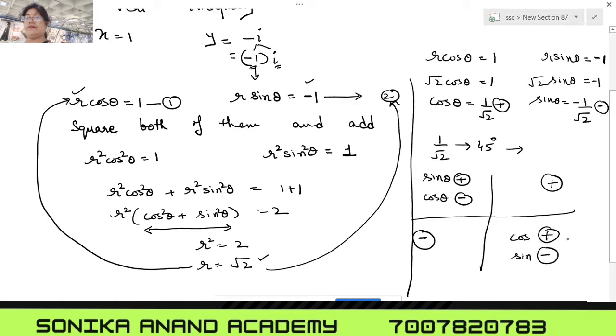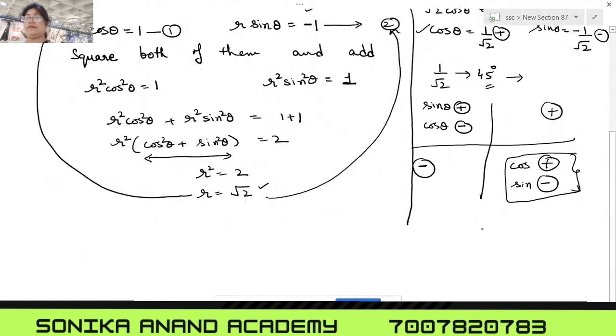So cos theta is positive and sin theta is negative. It goes to which quadrant? Fourth quadrant. So what is the value we have to take? 45 degree. Can you tell me what value we take? Minus pi by 4. Okay. Clear? Yes, ma'am.